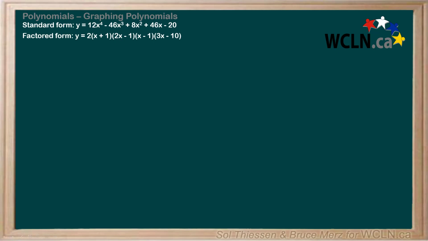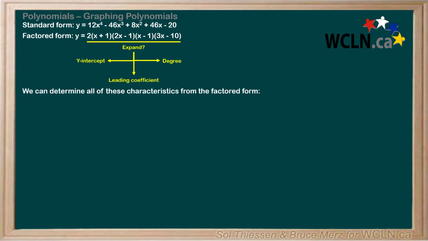Well, this is very useful when trying to determine the roots, but do we need to expand this to figure out the y-intercept, which is the same as the constant term, and for that matter, the leading coefficient and degree? The answer is no. We can determine all of these characteristics from the factored form.